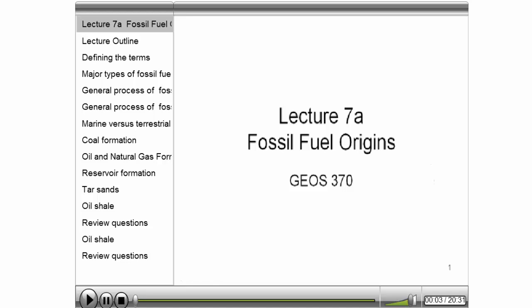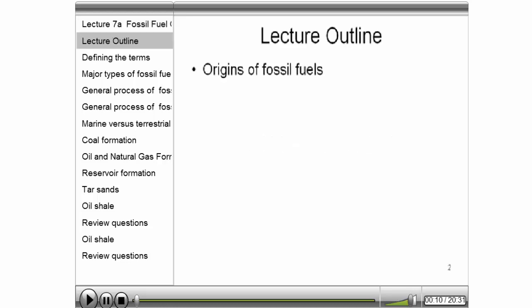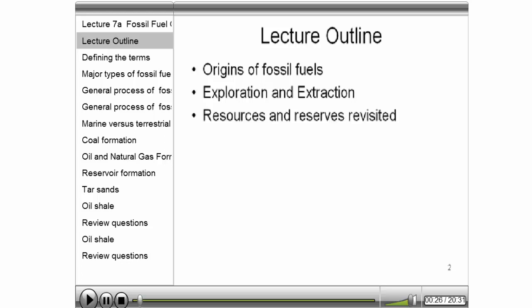In this lecture sequence, we'll look at fossil fuels in more detail in terms of how they form and how they're used. We'll examine the origin of different types of fossil fuels and their formation processes. Then we'll look at some of the methods and practices for exploring for fossil fuel deposits and their extraction. And then finally, we'll look at some of the estimates of how much oil or natural gas is available and the reserves in the context of its use and origin.